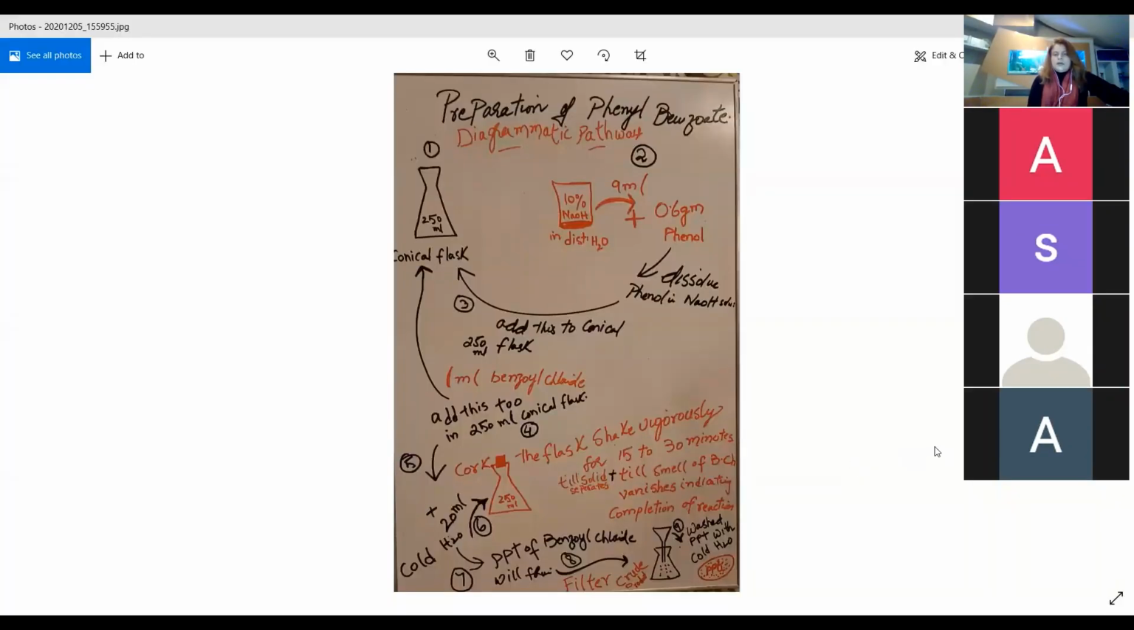Can you see? Yes ma'am. Okay, sorry. Actually, the first screen was open, so that's why.